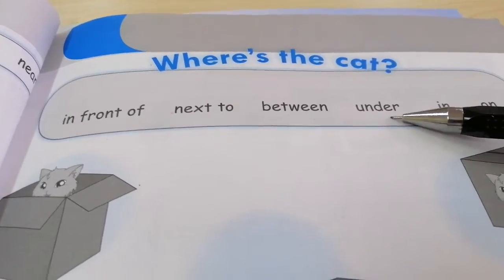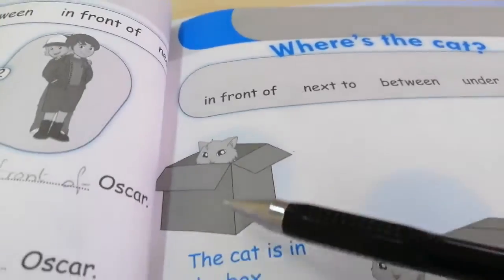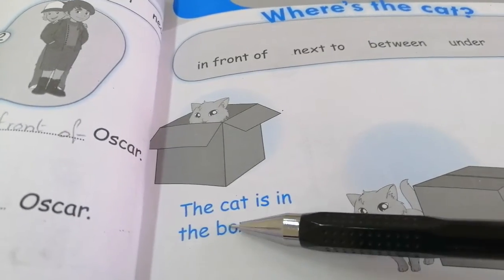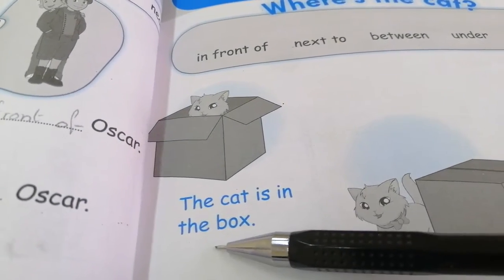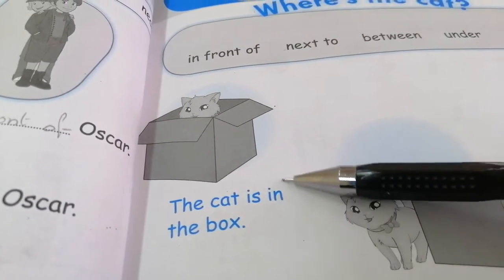Between, under, in, on. Look at the cat. The cat is in the box. The cat is in the box.